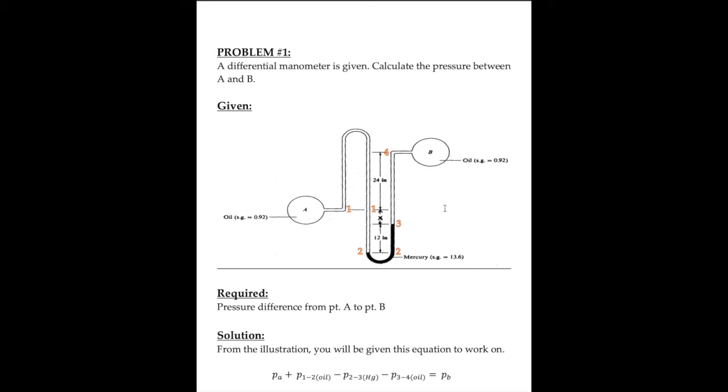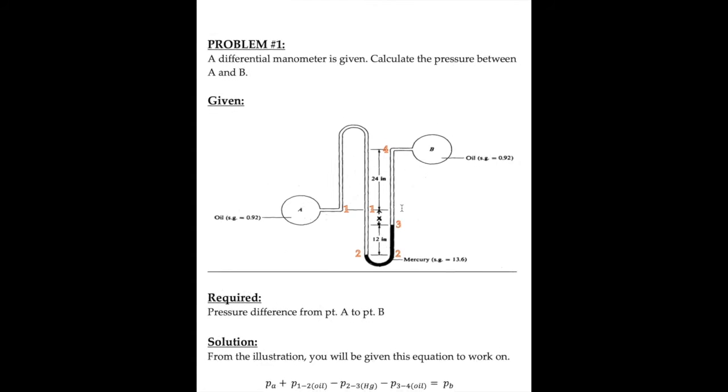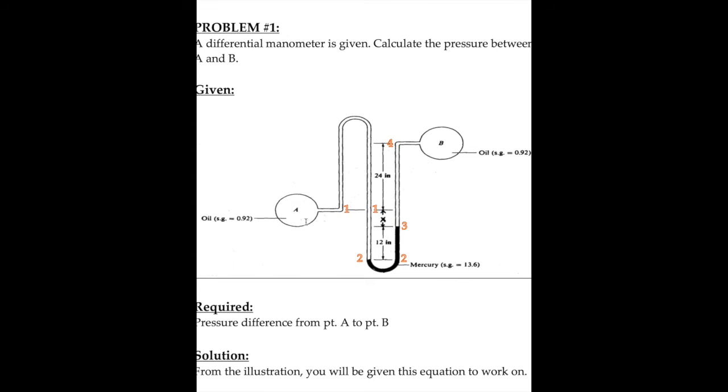Now, my first tip to you when you are solving manometers, you have to find the common points wherein the pressure is equal in the same fluid. So if you look closely at the figure, I have provided orange colored numbers so you can see where the pressure points are equal. From this point up until this point, pressure is the same and also the fluid is the same.